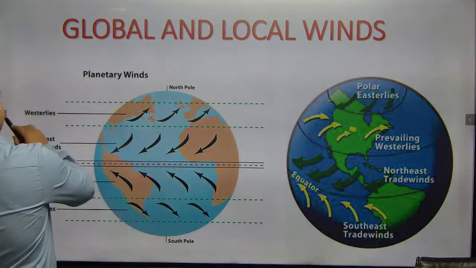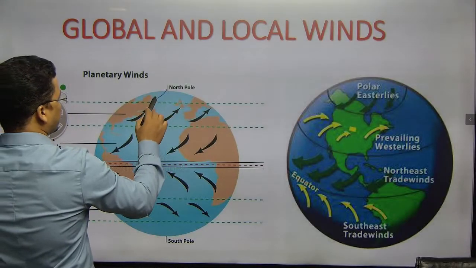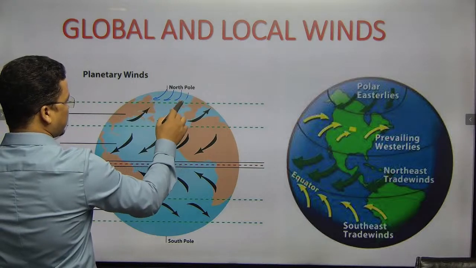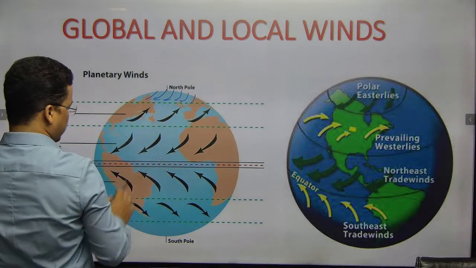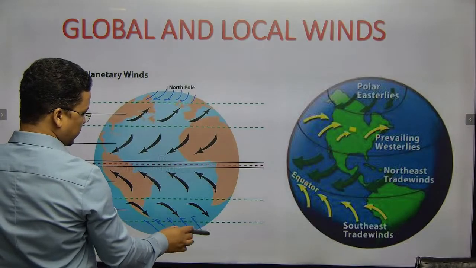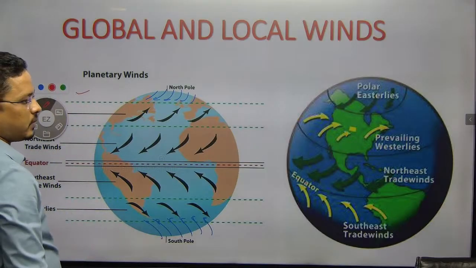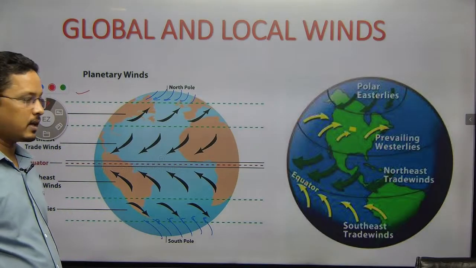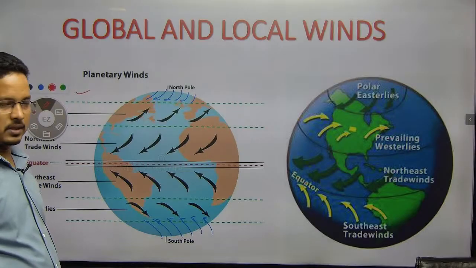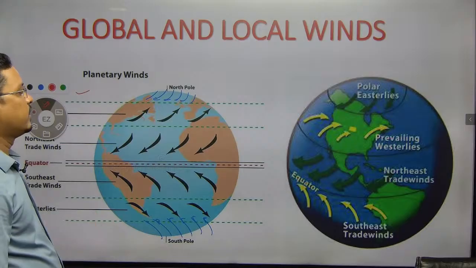Either you may say trade winds or the easterly, but if you are saying easterly, then here would be polar easterly, here would also be polar easterly. You have to remember that there is also polar easterly. So these things are there, right? Hope this much is clear to all. Now we will study one by one.